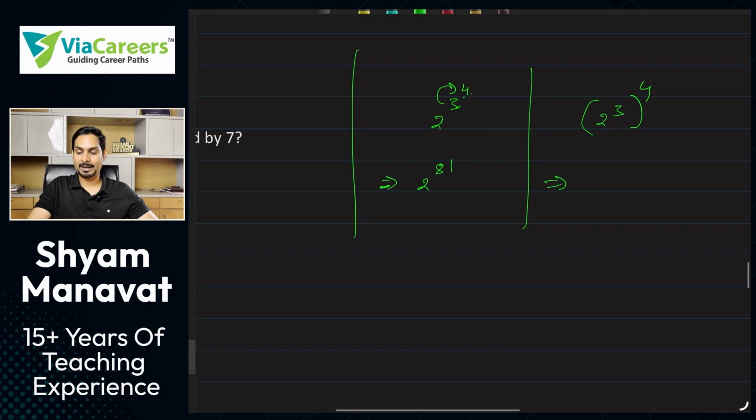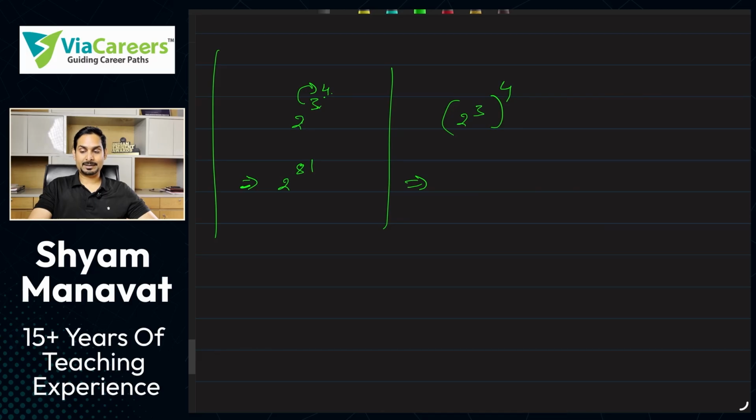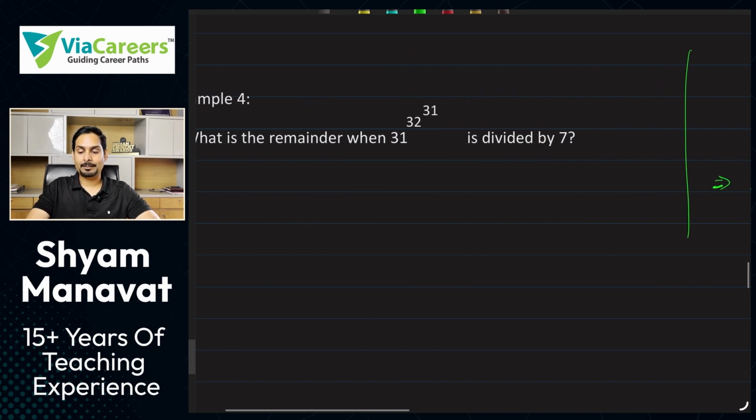Whereas here you have a bracket, so the powers are multiplied. This is nothing but 2 to the power 3 into 4, which is 2 to the power 12. So 2 to the power 3 to the power 4 is totally different from 2 to the power 3 bracket to the power 4. This is an important property to understand for surds and indices. Coming back to the question.